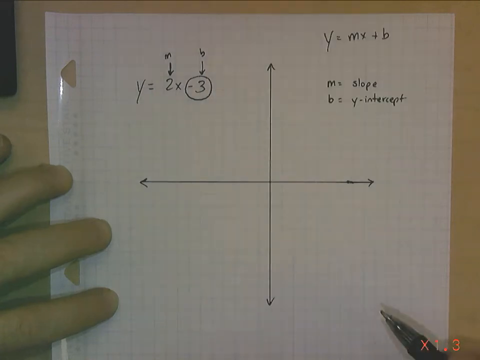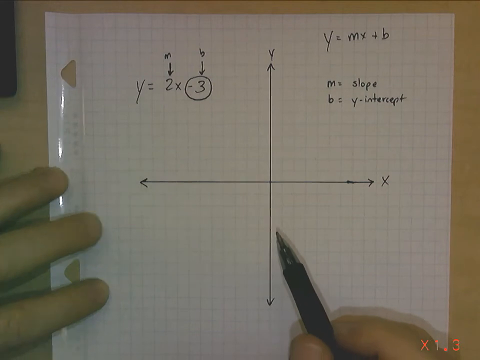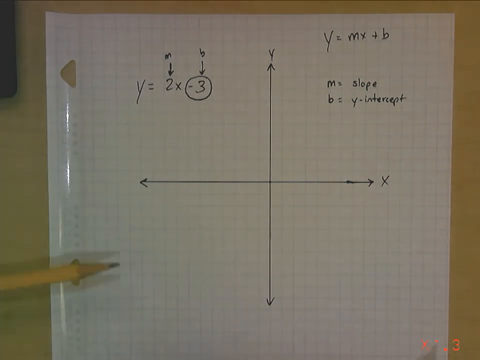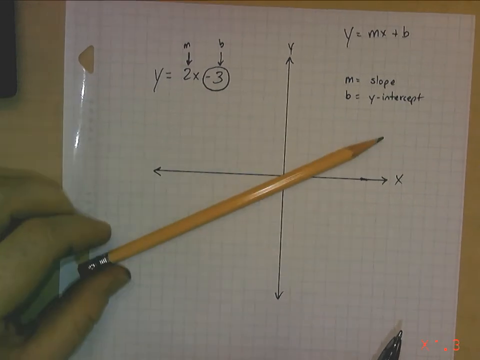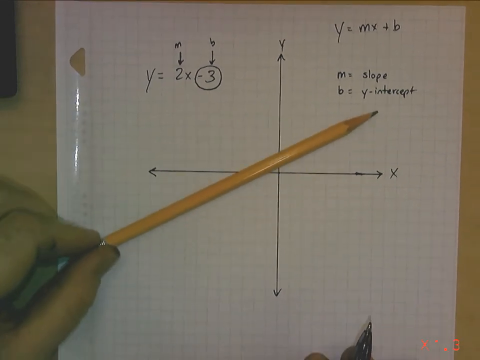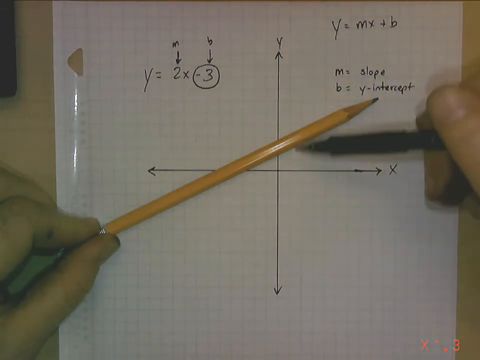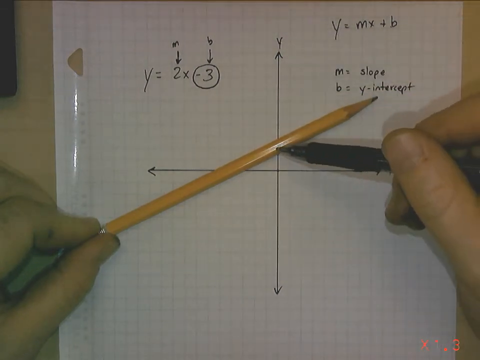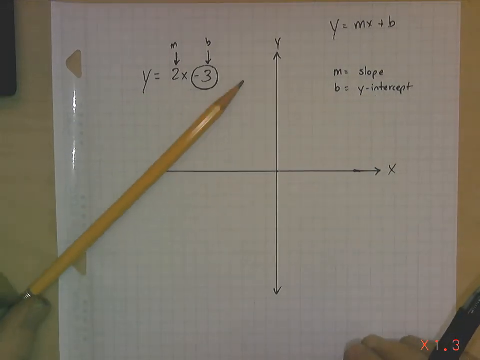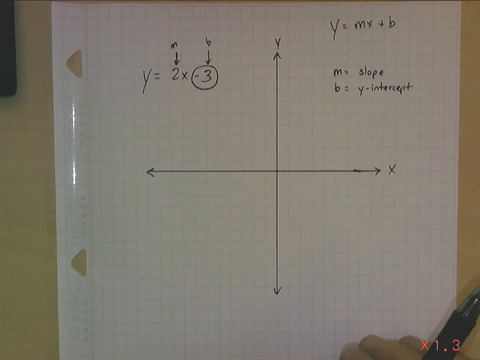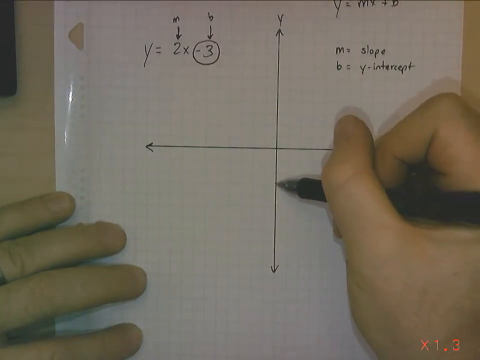Now, what that means is, the y-intercept is where the line crosses. So let's say the pencil is my equation. If I cross the y-axis, at what point do I cross it? Okay? Now, in this situation, -3. So if you look for -3 on the y-axis, -3 is right, let's see, 1, 2, 3.